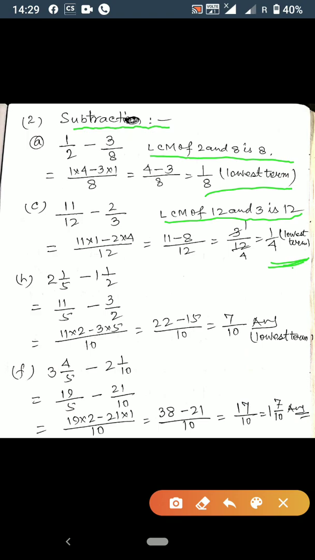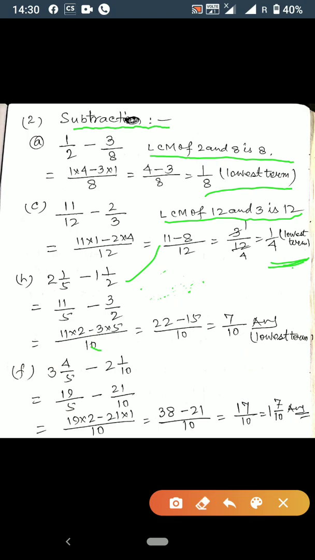2 whole 1 by 5 minus 1 whole 1 by 2. It can be written as improper fractions 11 by 5 minus 3 by 2. First of all, find the LCM of the denominators. So it can be written as 11 multiply 2 minus 10 divided by 2, quotient is 5. 3 multiply 5. 11 2s are 22 minus 15. 22 minus 15 equal to 7 by 10.